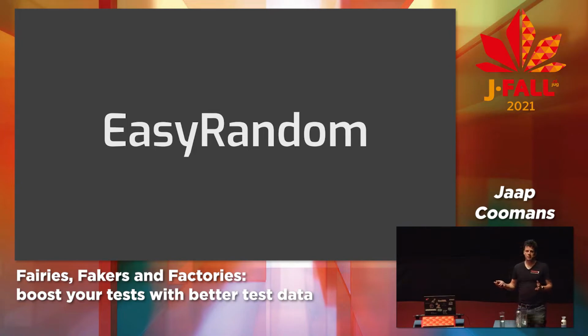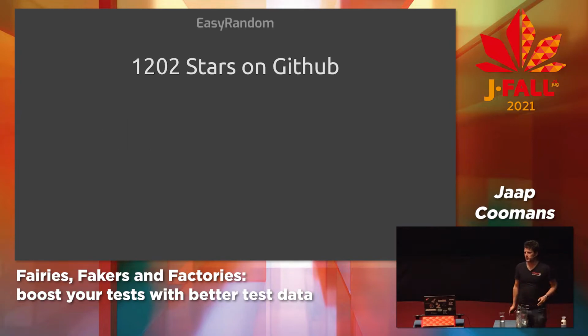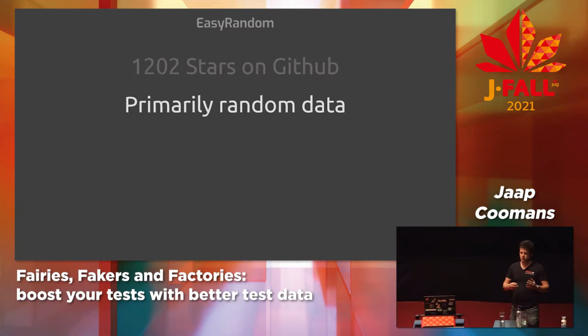First one, EasyRandom. It does what it says on the tin. It's easy and it's random. It's an open source library. It has a little more than 1,200 stars on GitHub, or at least it had yesterday. So there's quite some adoption. This is not one of the high rollers, of course, but okay, for such a specific library.